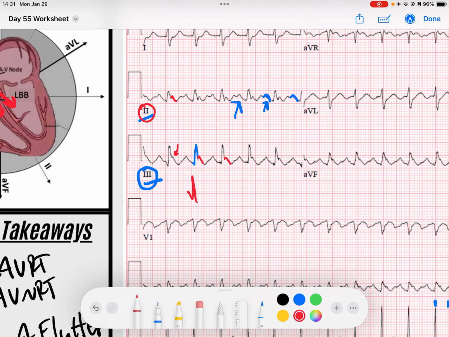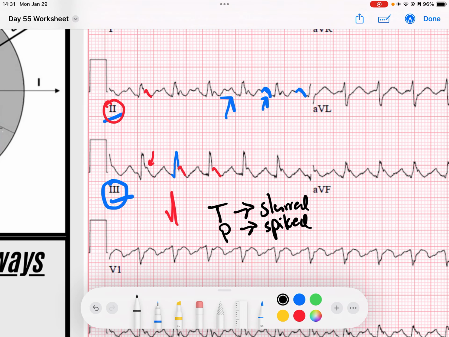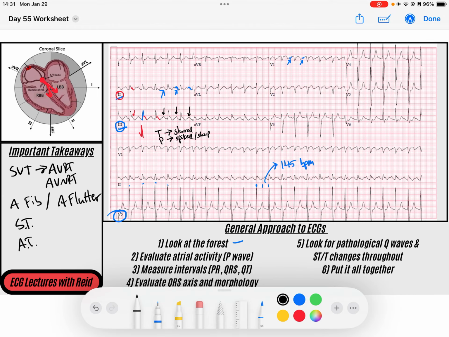Something else I want you to remember is that T waves are very slurred. P's or atrial activity is more spiked. And so when I look at this, what appears to be a T wave, notice that it's spiky. Those are very sharp deflections. We can say sharp deflections that are not entirely characteristic of ventricular repolarization, that is, our T waves that we would expect to be there.